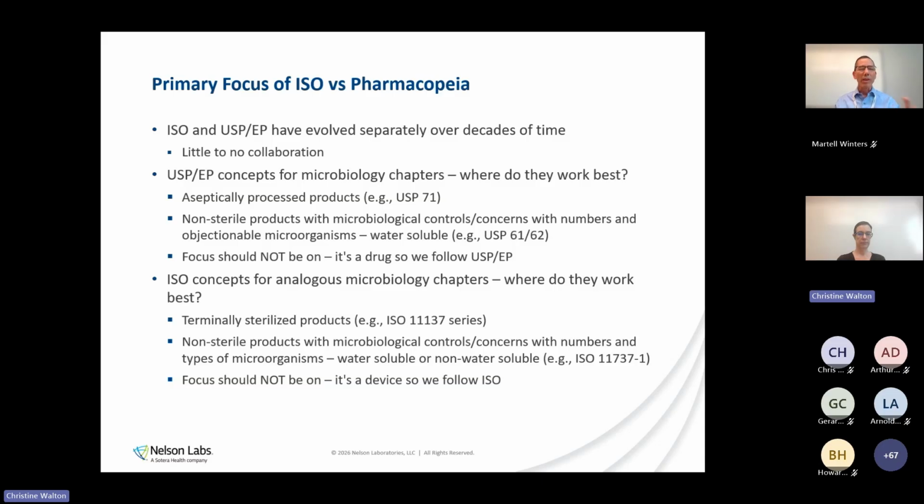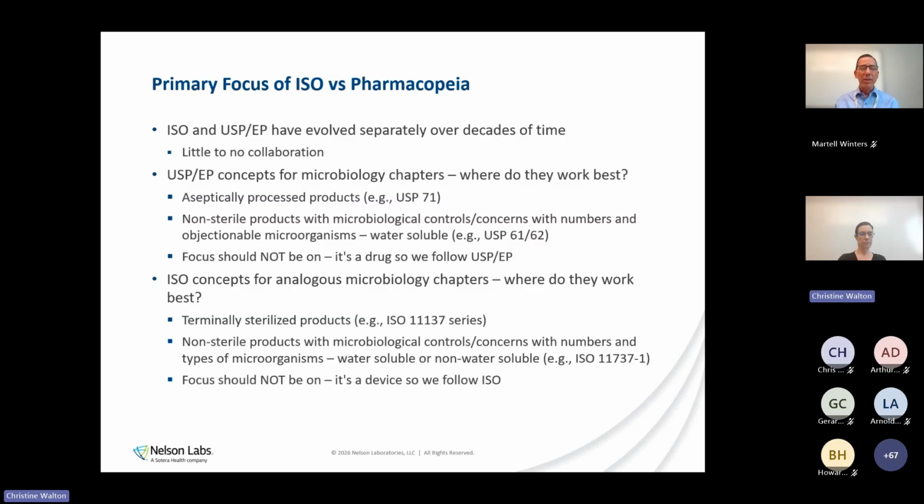So you see there's some overlap there with what it says up above, and for the ISO front, the concern there is with numbers and types of microorganisms. So you notice the main difference here is the USP EP, when we're talking about the general term bioburden, they're looking at numbers and are there objectionable microorganisms present, as opposed to ISO, which is what are the numbers and generally what types are present.